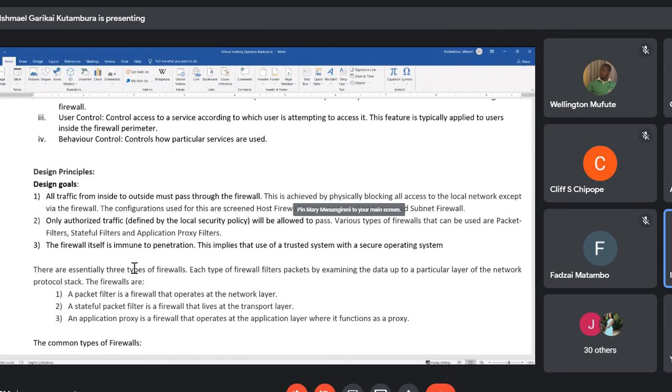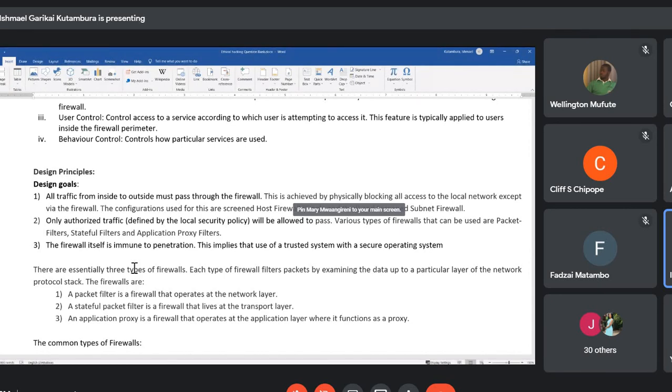And then three, the firewall itself should be immune to penetration. Ideally, we are putting in a security measure, but as long as it is not immune to penetration, then we have an issue. So the firewall itself should be immune to penetration. So these are the three design principles that we have.